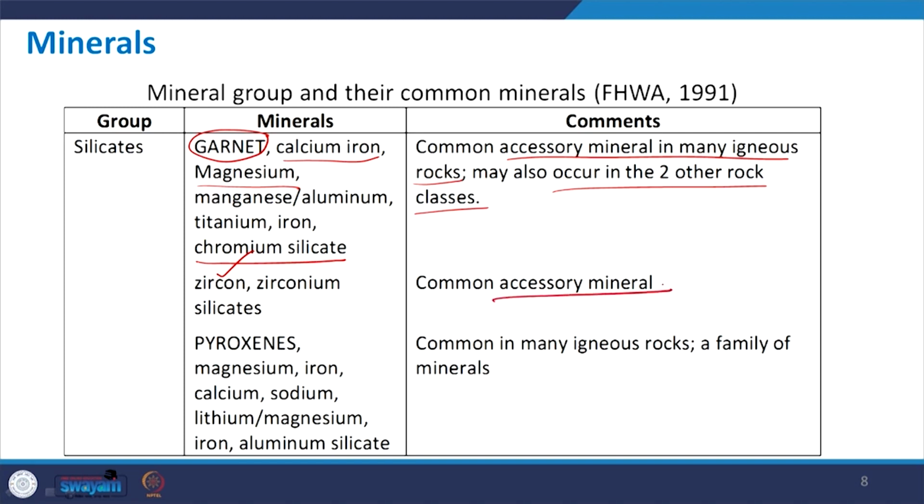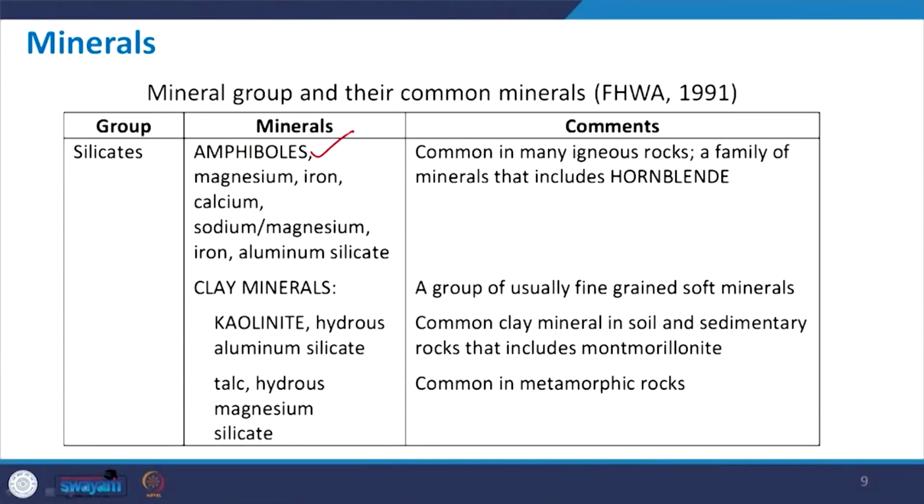Then the next one is pyroxenes. This is the most commonly occurring mineral in this category of minerals under the group silicates. It has magnesium, iron, calcium, sodium, lithium, magnesium, iron and aluminum silicate. I have listed all of these for your ready reference. This one is pretty common in many igneous rocks, and these are a family of minerals.